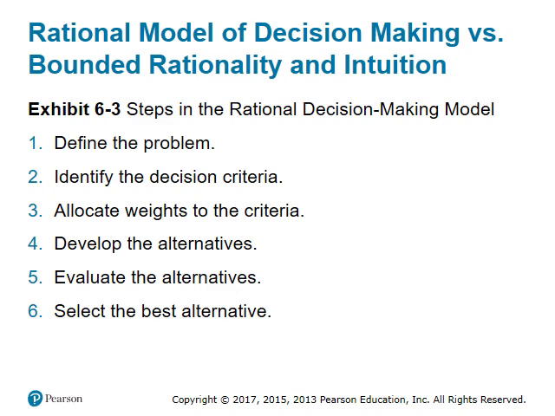Now, let's turn our attention to the rational decision-making model versus bounded rationality and intuition. We often think the best decision maker is rational and makes consistent, value-maximizing choices within specified constraints. This rational decision-making process follows 6 steps, which are shown here in Exhibit 6-3. The first one is to define the problem. The second step is to identify the decision criteria. Then we allocate weights to the criteria, develop alternatives, evaluate the alternatives, and select the best alternative.